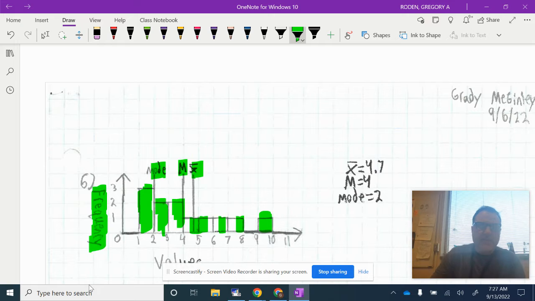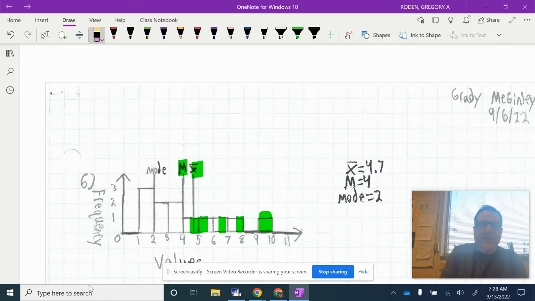Again, the histogram has frequency down here, and then your values here. Okay. All right. Let me erase this because I'll probably come back to this in a minute. So let me erase this really quick, please. All right. So now let's go back up.